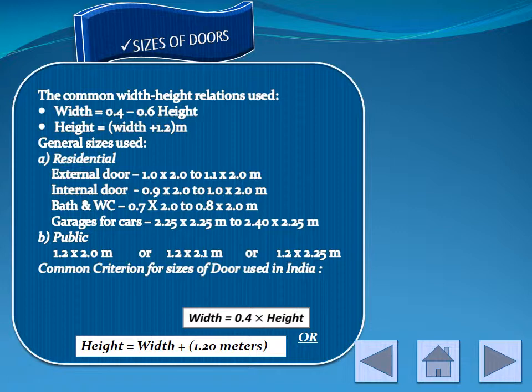Common criteria for size of doors used in India: so if we talk about India, we have the width 0.4 of the height. Then height is equal to width plus 1.2 meter.